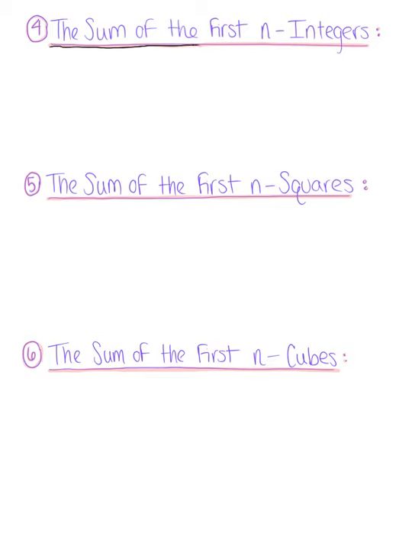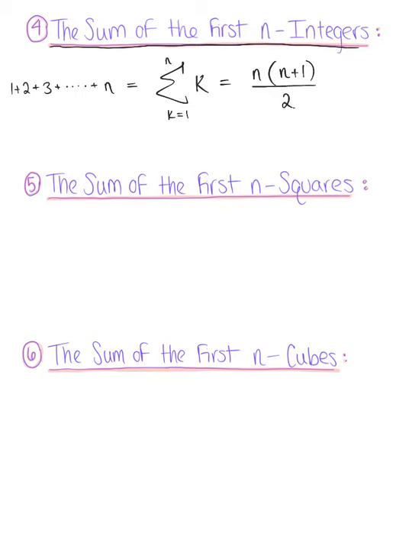Our fourth rule is the sum of the first n integers. So let's actually think about this expansion first. If it's the sum of the first n integers, we're thinking about 1 plus 2 plus 3 plus all the way up to n. And so we can write this in its compact sigma notation form as the sum from k is 1 to n of k. Now this simplifies to the general formula n multiplied by n plus 1 all divided by 2.